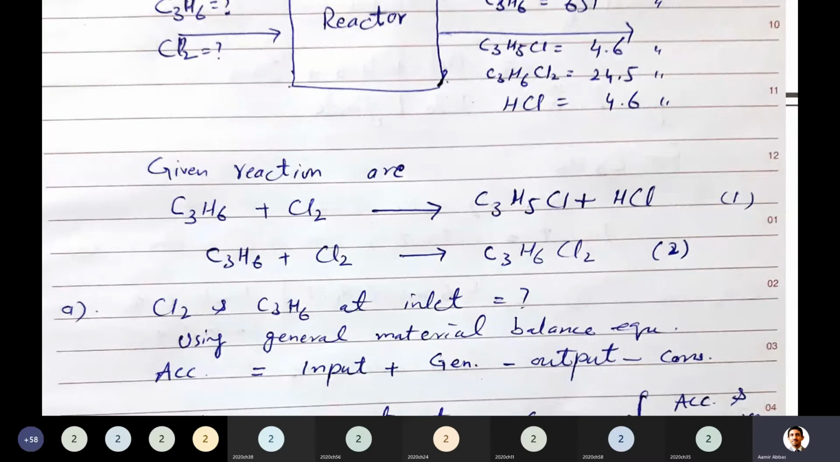Can you guys, first of all, it is necessary that you should know the definition of generation. If you remember, we studied generation: anything which is produced as a result of reaction, anything which is generated during reaction. Is chlorine being produced in any reaction?